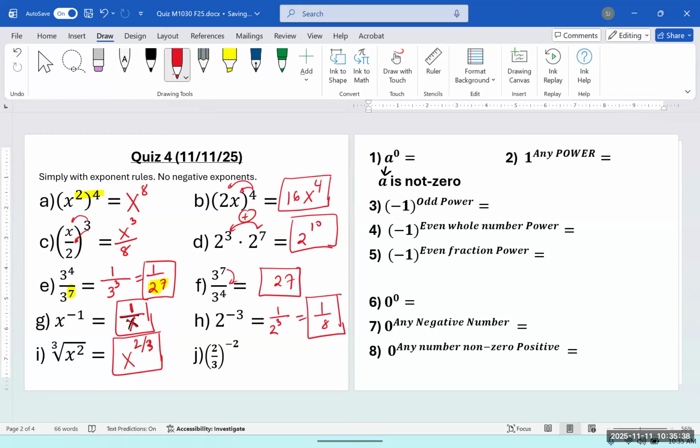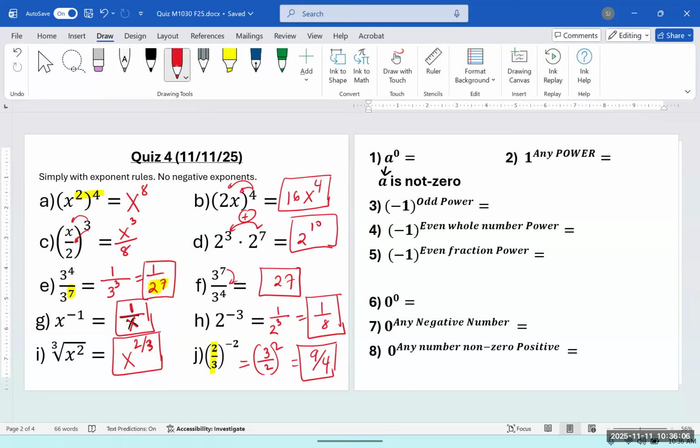2/3 whole thing to the negative 2 power. J, 9 over 4. So first you flip it inside, you get 3/2 squared, and it becomes 9 over 4. To turn a negative power into a positive power, you just flip the fraction.